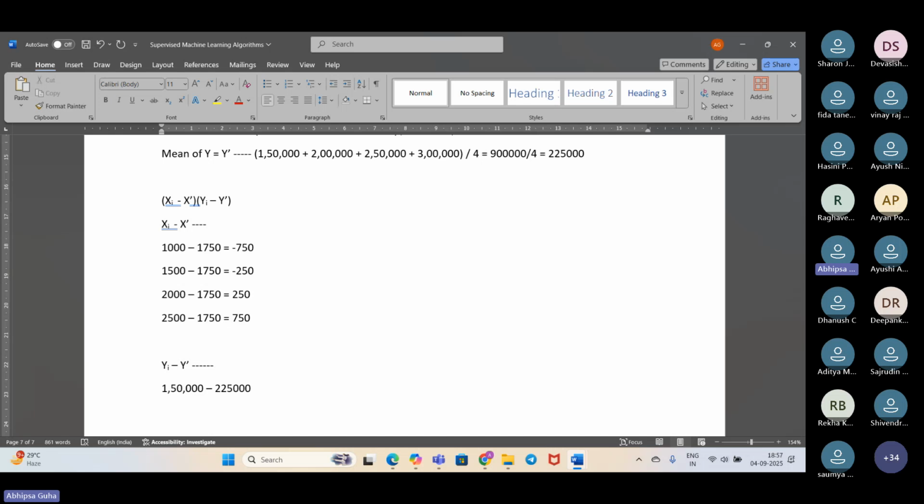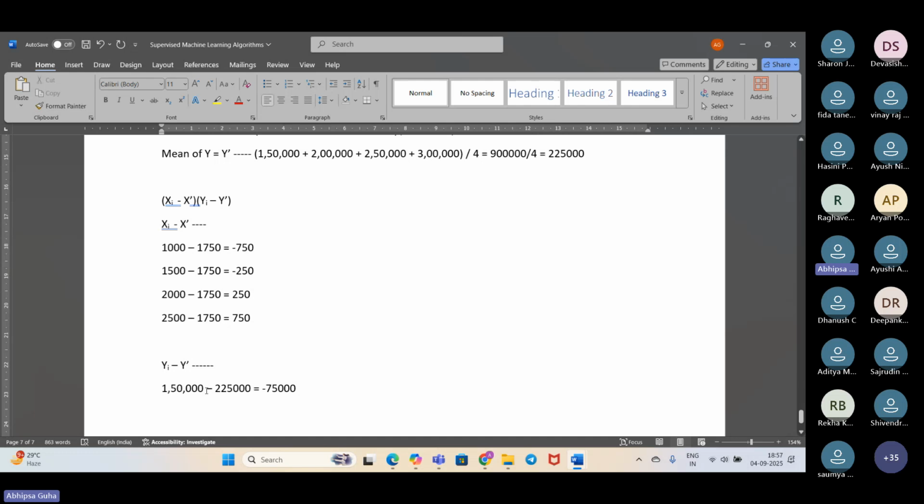225,000. Right, exactly. So we are getting minus 75,000, ma'am. 75,000, right? Y bar value is 2,50,000, right? Yes, ma'am. You're doing xi minus x bar; by mistake I have put in the x bar value only. Yes, you are right. That is yi minus y bar.